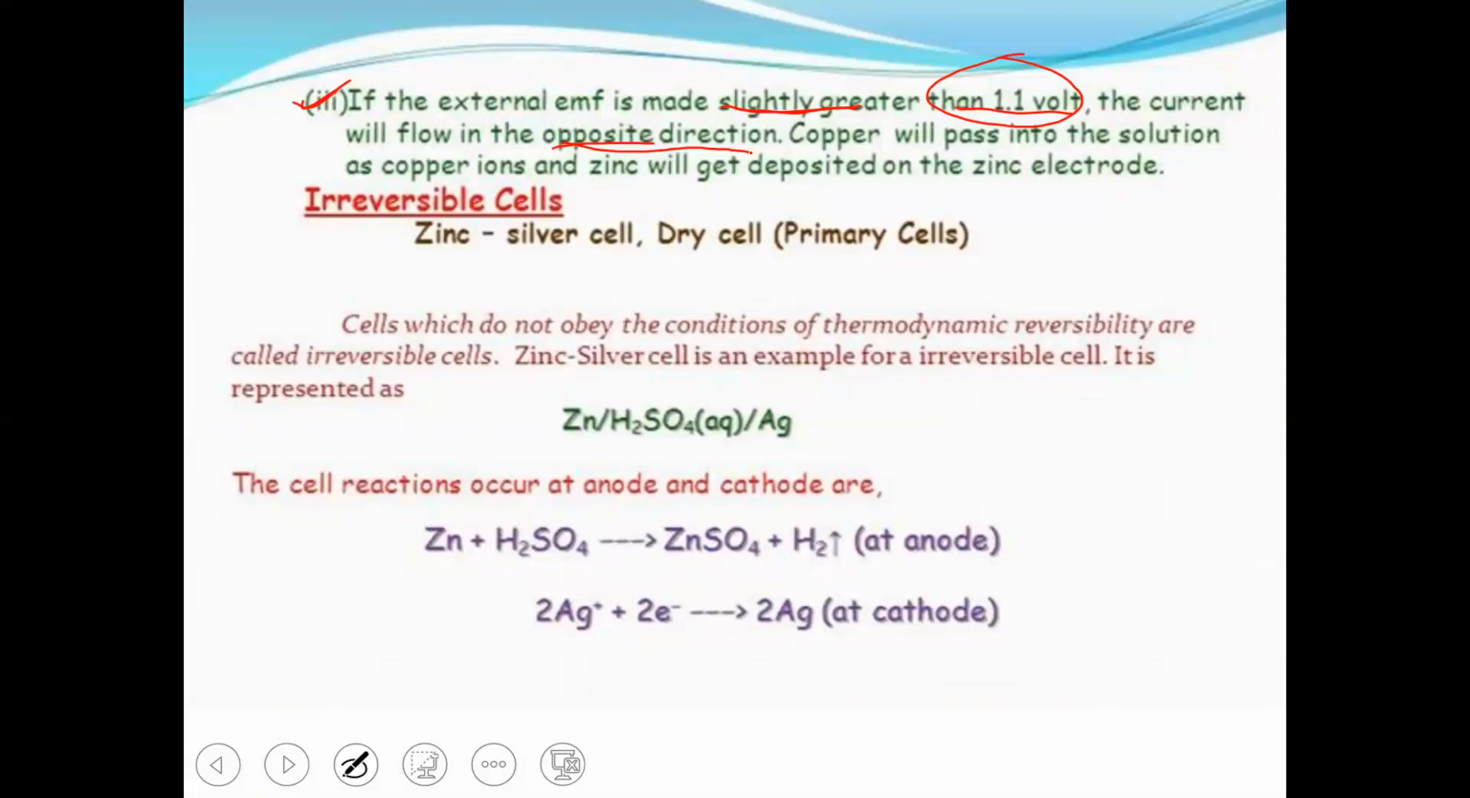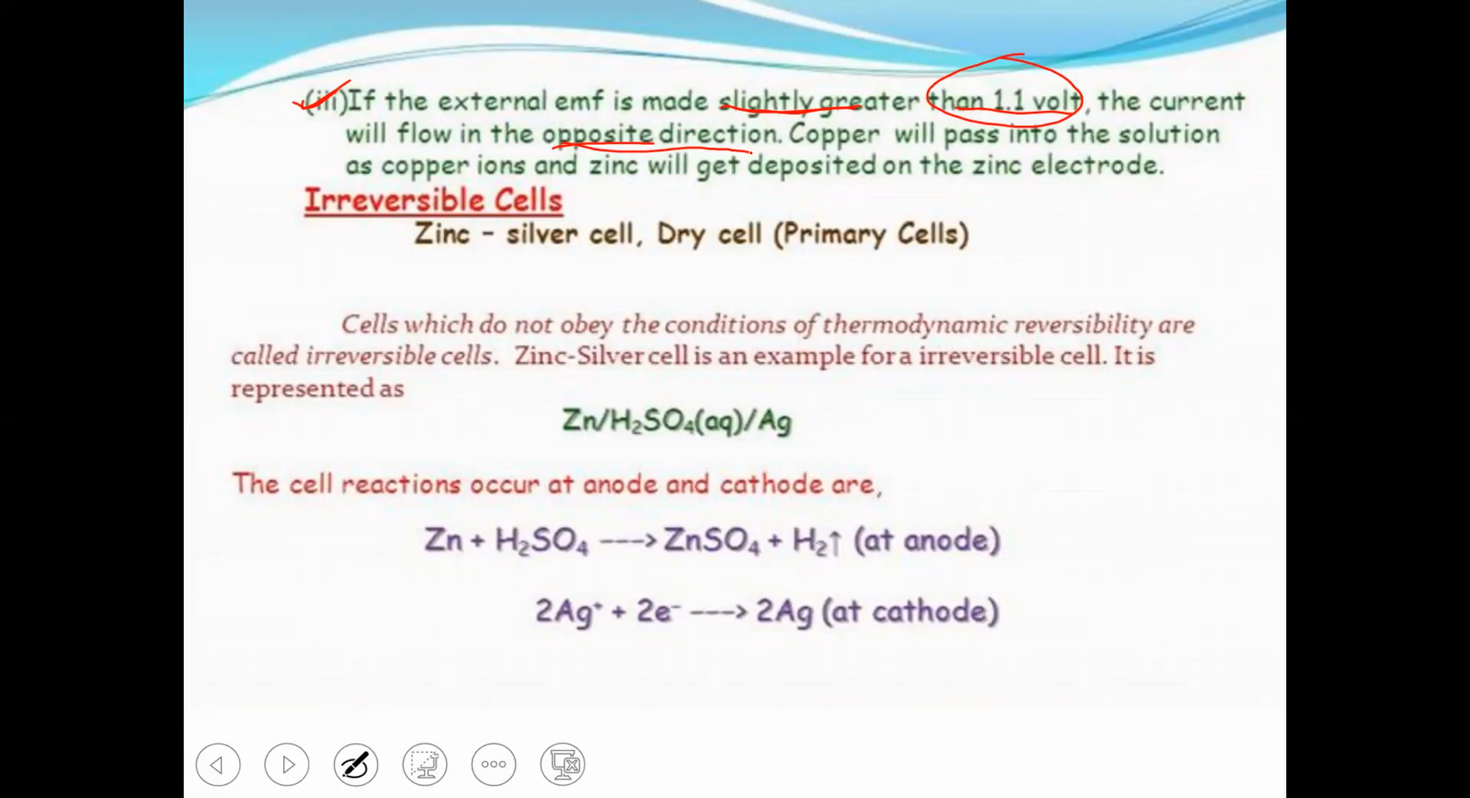The next one is irreversible cells. When do you call a cell irreversible? If the cell does not obey these three thermodynamic reversibility conditions, then automatically we can call it an irreversible cell.